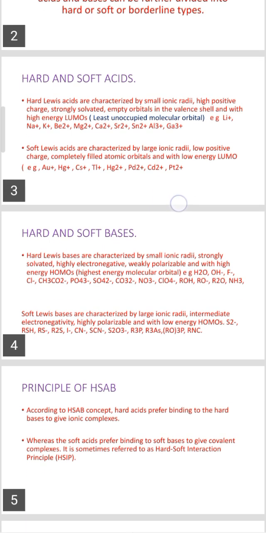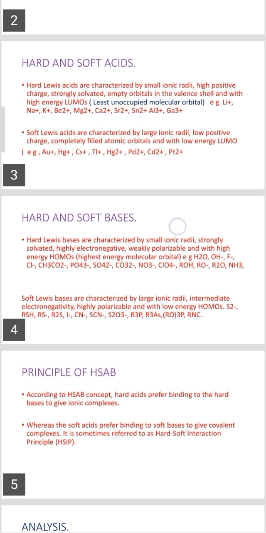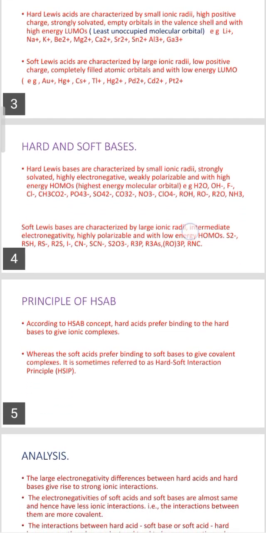Now, let's look at the soft Lewis acids. These are characterized by large ionic radii, low positive charge, completely filled atomic orbitals, and low energy LUMO. They are like the opposite of hard Lewis acids. Examples we have are the gold ion, mercury ion, cesium, and so on. All these are examples of soft Lewis acids.